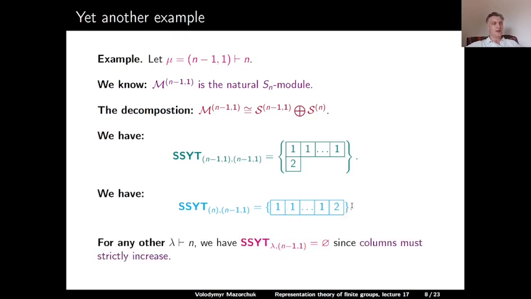And for all other partitions of n, the set of semi-standard Young tableaux of shape lambda and content (n-1,1) is empty, since columns strictly increase. If lambda is not one of these two partitions, we would need either to fill a column of length 3, which is not possible because we have only 1 and 2, or a second column of length 2, which is again not possible.